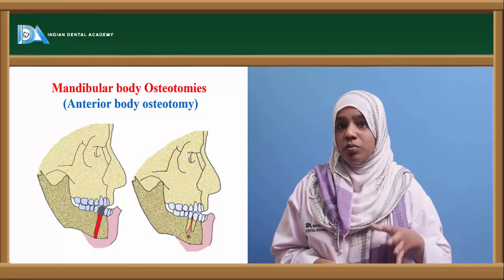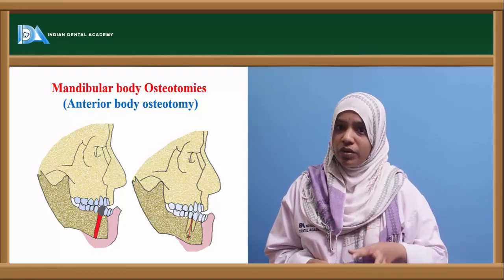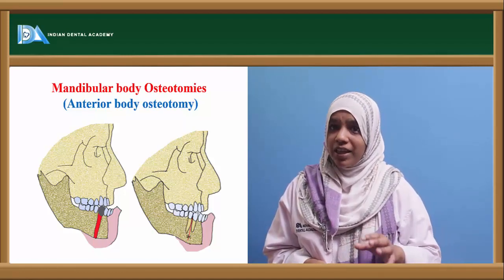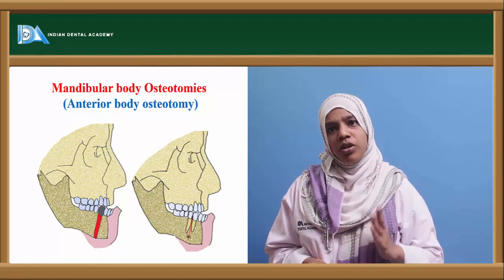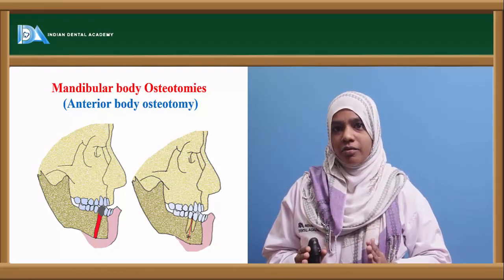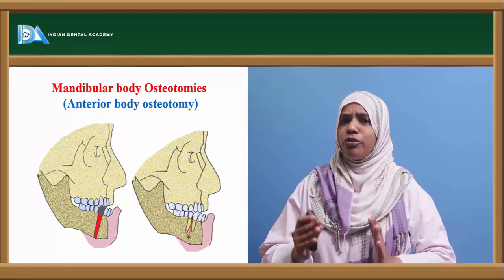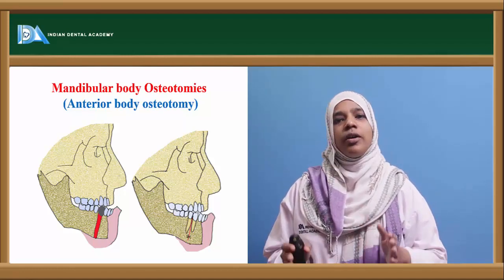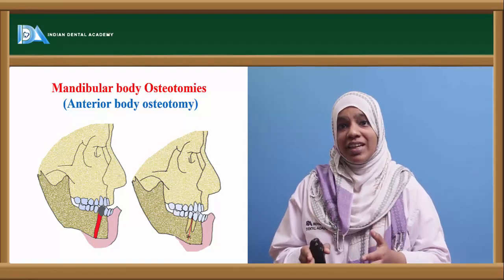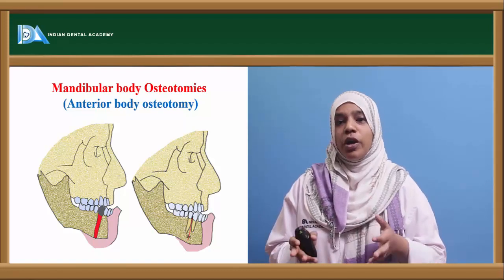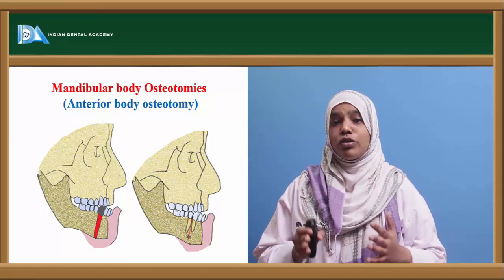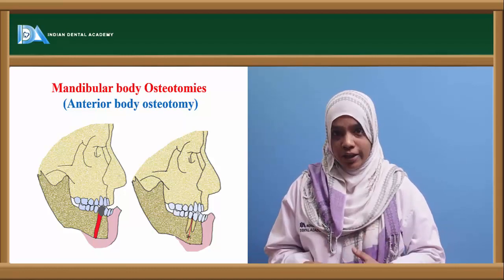Most of the time we do this, but in a few cases when we are correcting the curve of Spee, in those cases we might have to do an interdental cut. That means between the two teeth, which is very rare. When you do not want to remove a tooth, you can do the cut between the two teeth. In that case you cannot use a burr. You have to use a very fine saw because you do not want to affect the periodontal ligament.